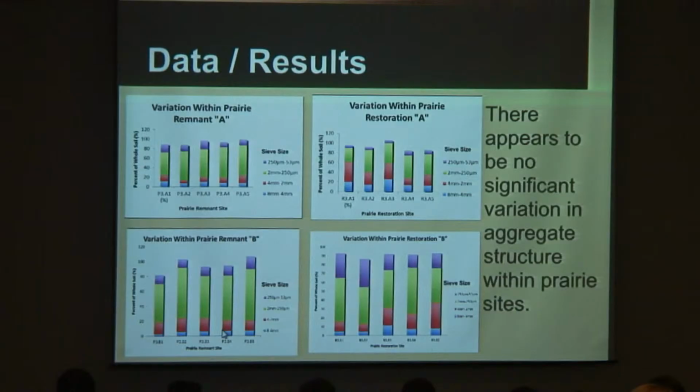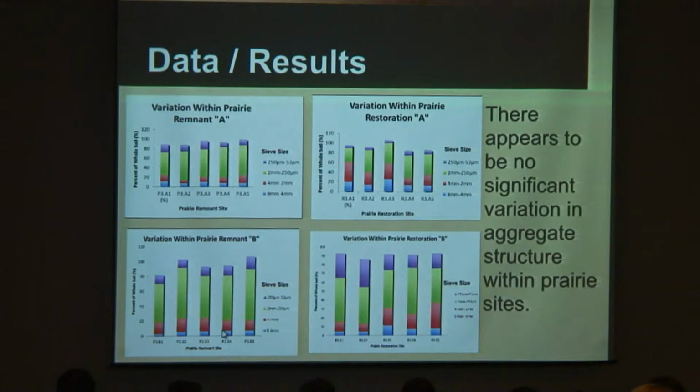So my data and results. These are the graphs that show the variation within prairie remnants. That's prairie remnant A and then prairie remnant B, which are 2 different sites, but within those sites there's 5 different samples. And then the ones on the right are the variation within prairie restoration A and restoration B. So as you can see, there appears to be no significant variation in aggregate structure within prairie sites, within the 1, 2, 3, 4, 5.